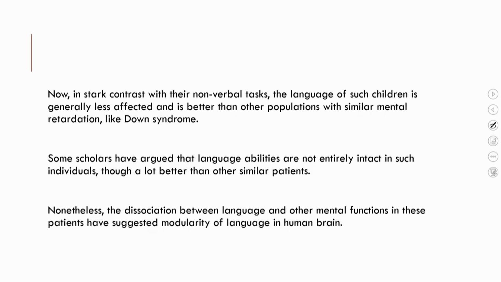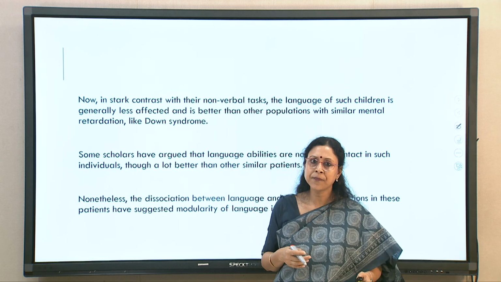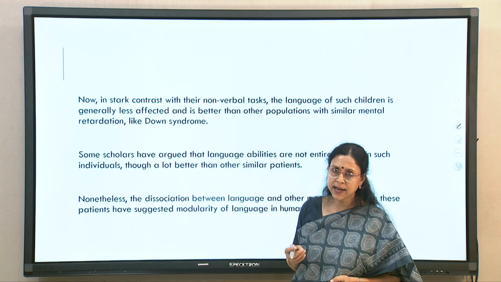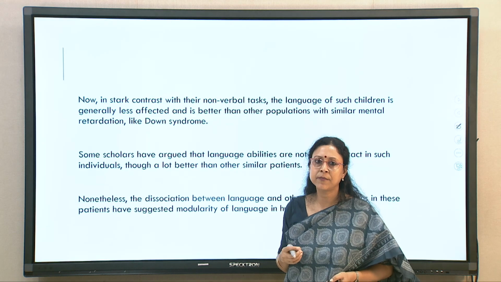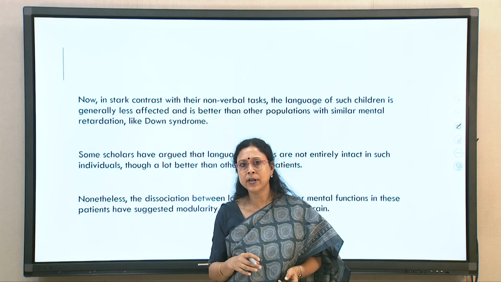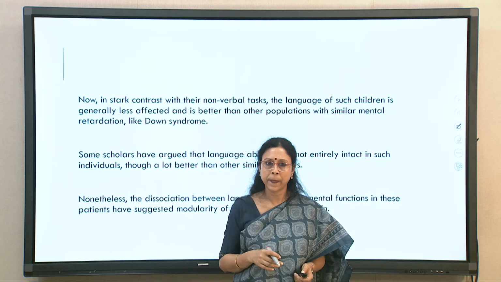Now, in stark contrast with their non-verbal tasks, the language of these children is generally less affected and is better than other populations with similar mental retardation, like Down syndrome. So, their language abilities remain almost unaffected, quite good actually, and better than many other patients in a similar bracket. Some scholars have argued that language abilities are not entirely intact, and of course there are some deficits in some patients, but largely in Williams syndrome the language abilities are okay, they are good.